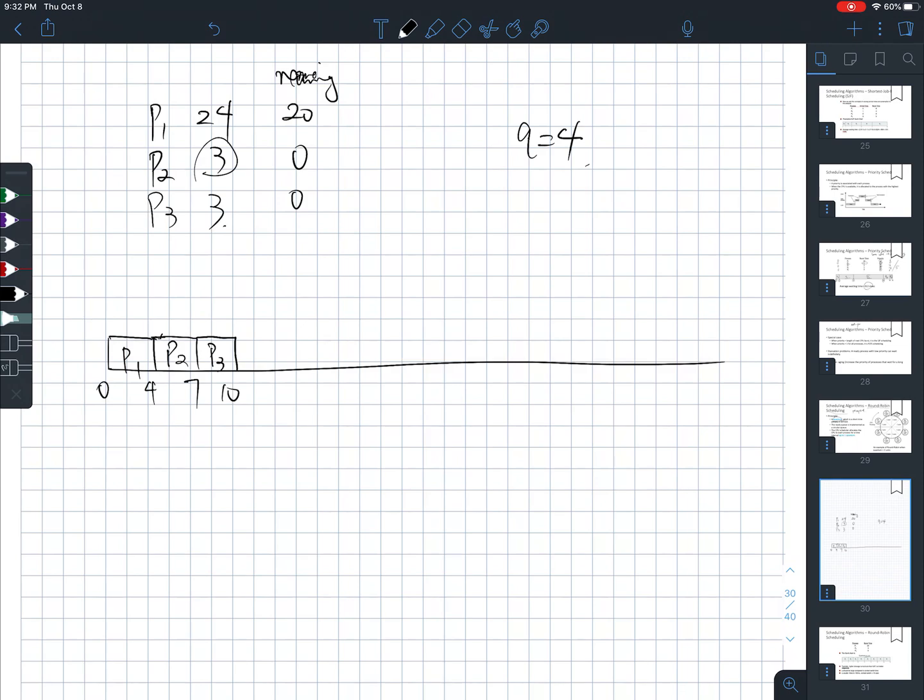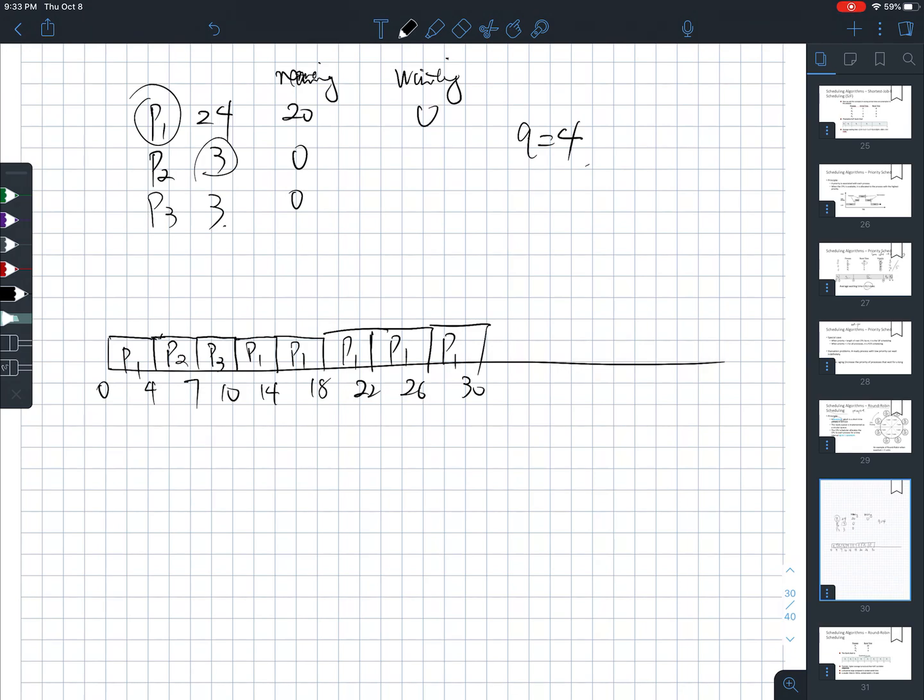From here we can see that only P1 needs the CPU. So we allocate the CPU to P1 for a quantum of 4 milliseconds, again because only P1 needs to run. P1 just grabs another quantum of 4 milliseconds, and then another 4 milliseconds. And this is the Gantt chart, and here we can see the waiting time for all the processes.